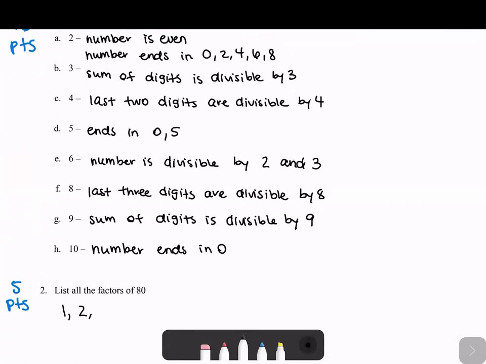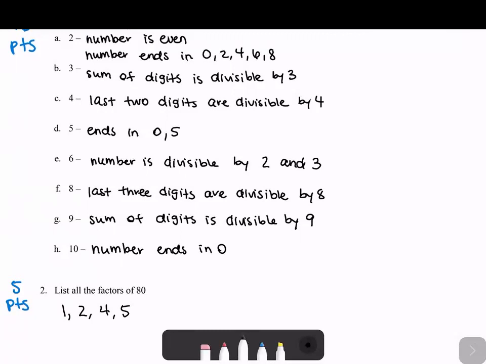80 is divisible by 4 because 20 times 4 is 80. 80 is divisible by 5 because it ends in a 0. 80 is not divisible by 6 because it's not divisible by 3. 80 is not divisible by 7 just because you should know your multiplication table for 7 up to 12, and 7 times 12 is 84, and 11 times 7 is 77. So it's not divisible. 80 is not divisible by 7.